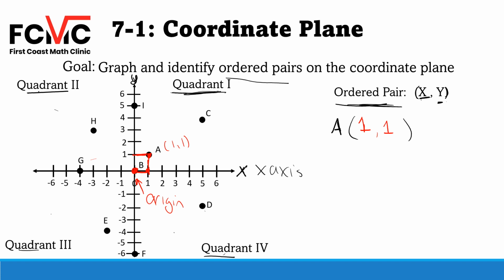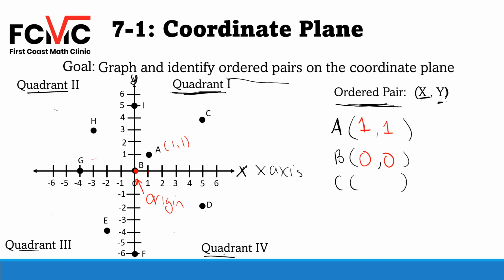Now what about B? B, you may realize, well, B is right at the origin. It's at the intersection of the x and y axis. So whenever we have a point that's right here at the origin where the x and y axis intersect, that point is going to be 0, 0. All right, what about point C?